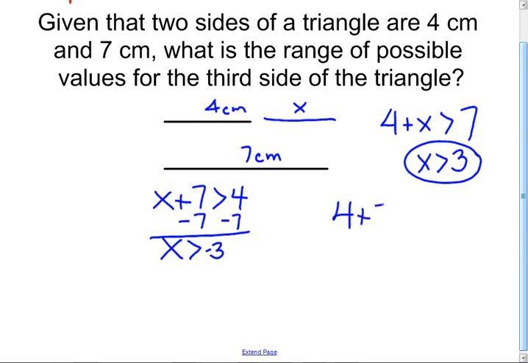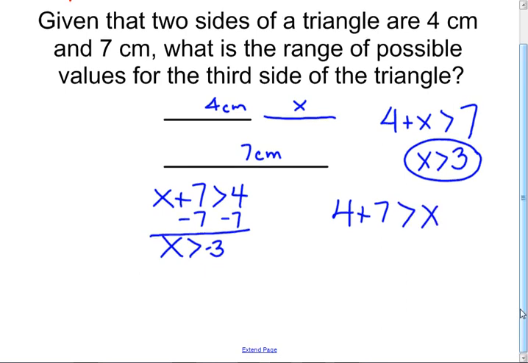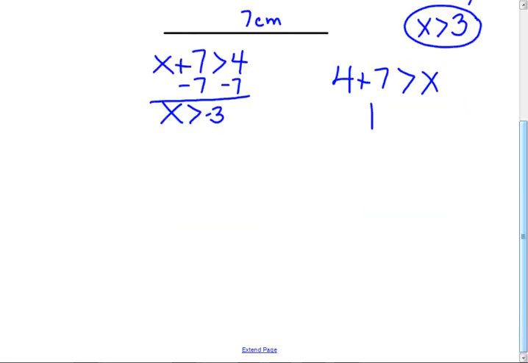4 plus 7 must be greater than x. So 11 has to be greater than x. I don't like the order there, so what I'm going to do is swap it. X has to be smaller than 11. Okay, guys? No, it could be 10.9.